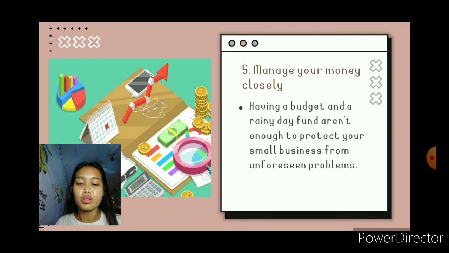So the fourth step is set up internal controls. And lastly is manage your money closely. So those are the possible ways to reduce risk in your business.